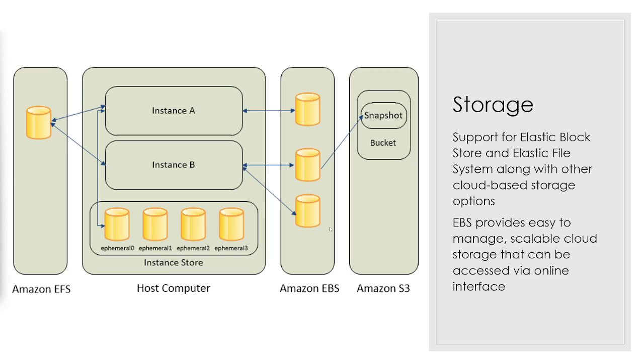The EC2 storage is pretty complex. You can see this diagram here. We won't go into full detail into the storage today, but essentially the key aspects of the EC2 storage are it has support for Elastic Block Store and Elastic File System, along with other cloud-based storage options. Now, this Elastic Block Store provides an easy-to-manage scalable cloud storage that can be accessed via online interface. So this again goes to the key aspect of scalability. The storage can be expanded almost to unlimited.